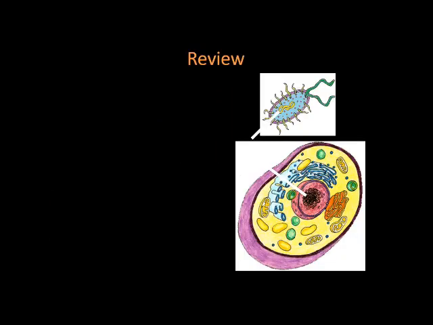Okay, let's review and make sure we remember the differences between prokaryotic and eukaryotic cells. Prokaryotic cells are primitive. The word primitive means basic or simple, like our skateboard example. You can remember the PR in prokaryotic matches the PR in primitive. Prokaryotic cells are the earliest life forms on Earth. They first formed about 3.5 billion years ago.